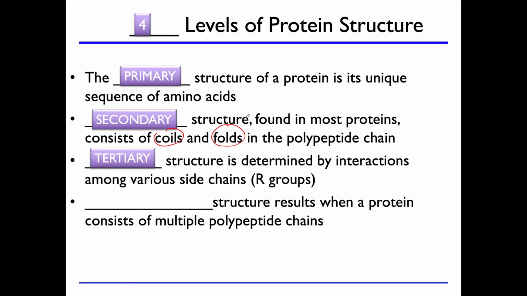The tertiary structure is determined by interactions amongst those R groups. Remember we said they meant rest of molecule because everything else was the same in an amino acid. So when this growing polypeptide starts folding upon itself, tertiary structure will start revealing itself as well. And the last level was quaternary structure, and that results when a protein consists of multiple polypeptide chains that are bonded together. All right, let's dive in.